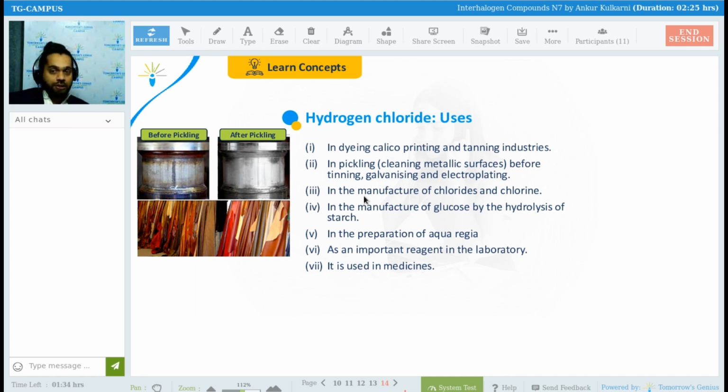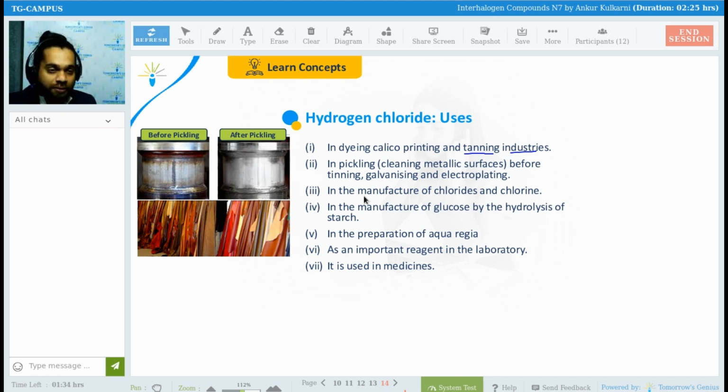Now, hydrogen chloride uses. So, where do we use this? Yesterday in the JEE class, one student gave me a funny answer. It is used in the tanning industry. What is tanning industry? What do we mean by tanning industry? Come on, Sashidharan, Anmoldeep, Sarjana and Anthony. What is tanning industry?